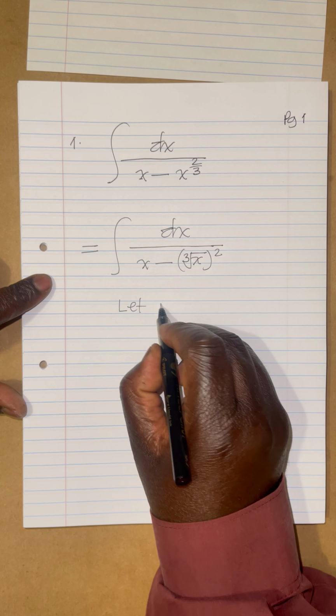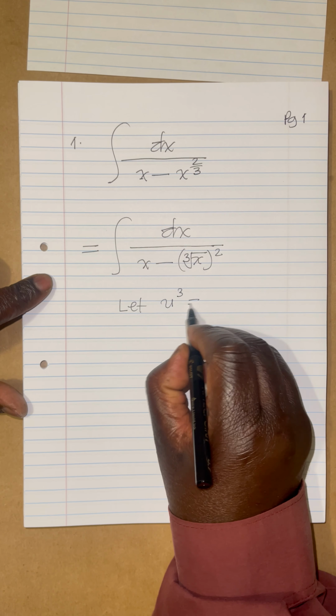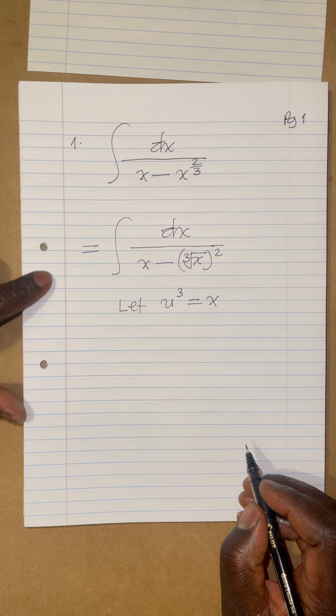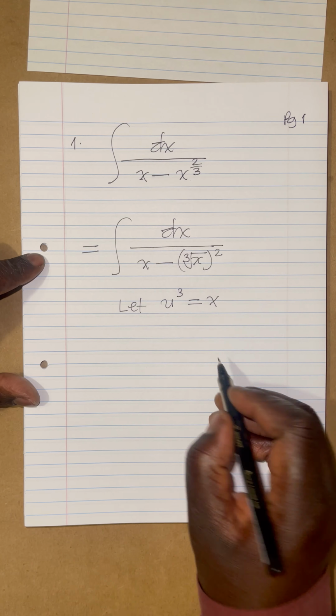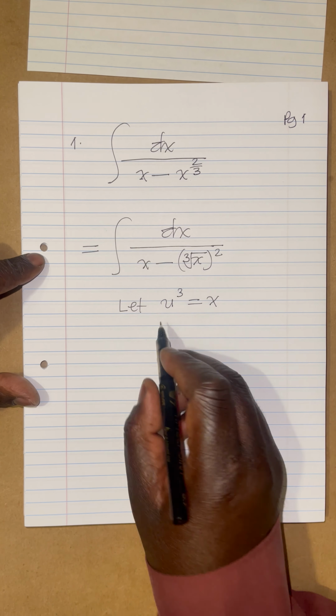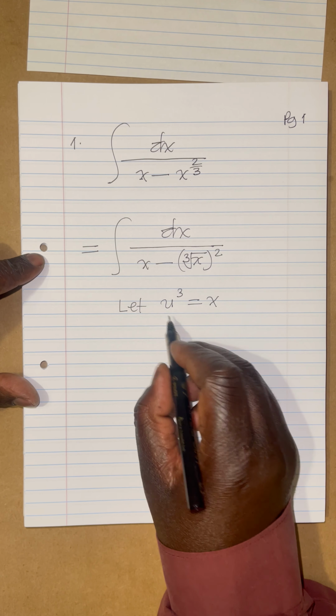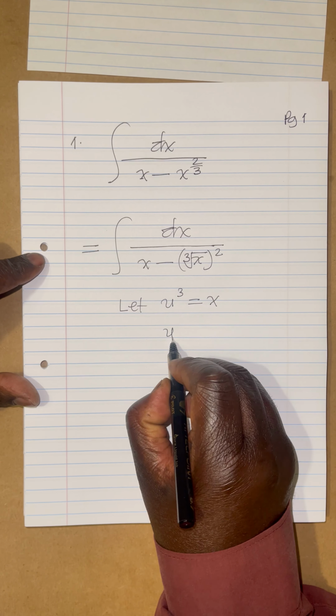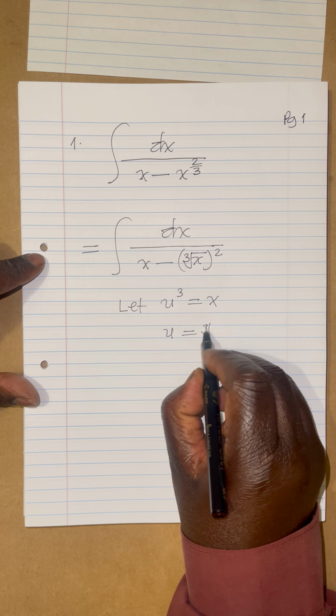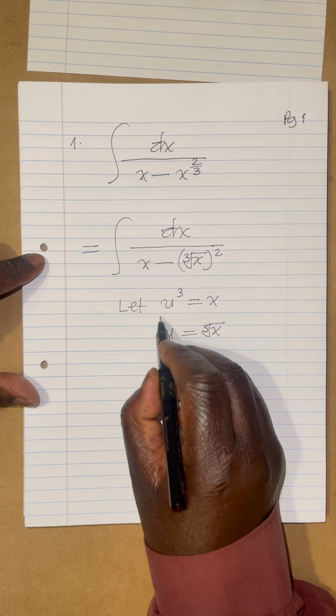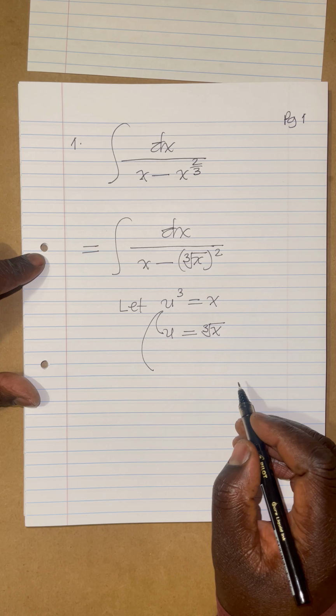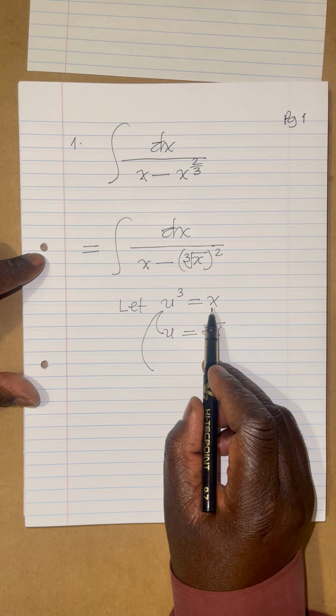because we have cube root there, we're going to say u cubed be equal to x. Two equations we must obtain from this one. The first one is to determine the value of u in terms of x. So take cube root on both sides. We're going to get u is equal to cube root of x, like so. That's the first equation. The second one is to differentiate u with respect to x.